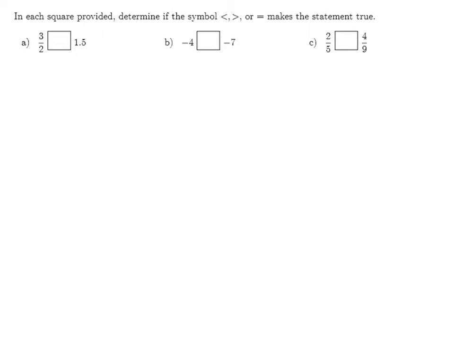In this video, we're going to compare pairs of numbers by using the less than symbol, the greater than symbol, or the equal symbol to make true statements about the relationship between those two numbers. In this first example, we're comparing 3 halves and 1.5.